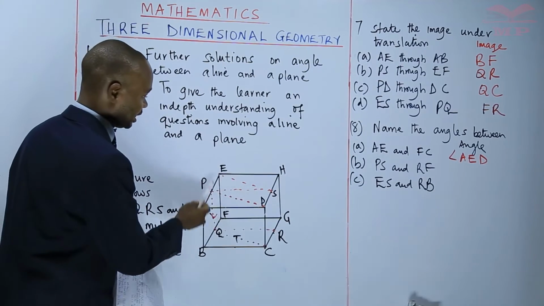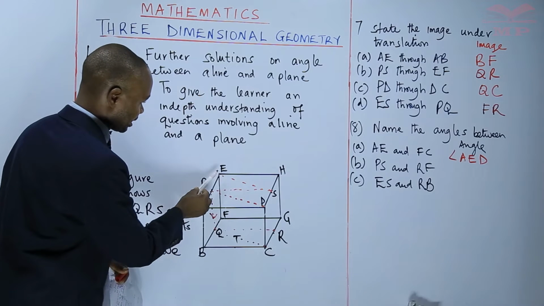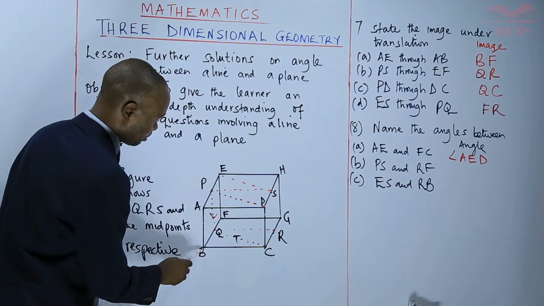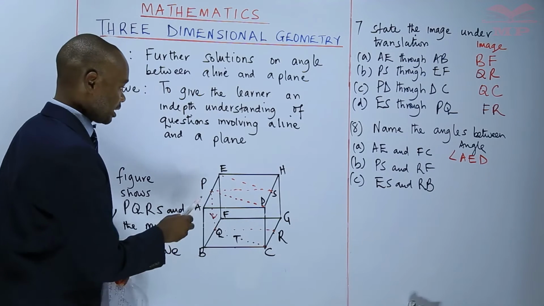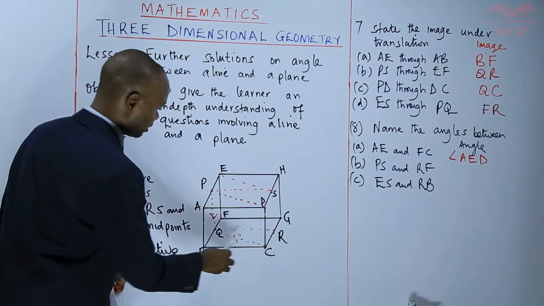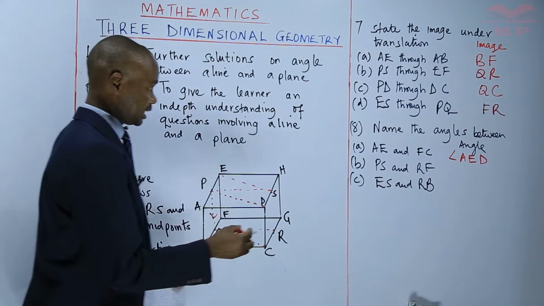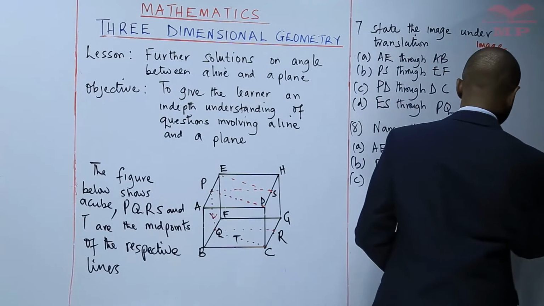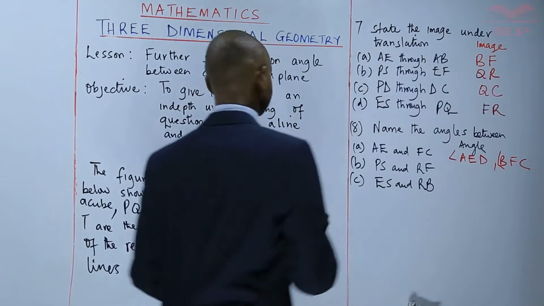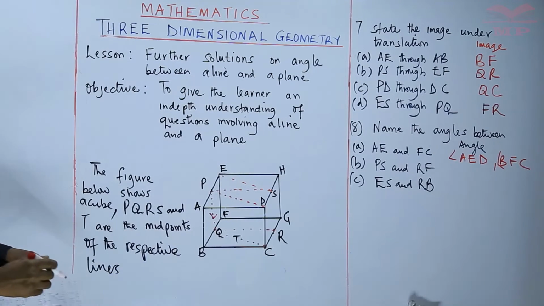But I can move AE downwards. I'll end up with the angle BFC. I've moved AE to the plane where FC belongs, so I'll end up with angle BFC. We move to the second one, PS and RF.